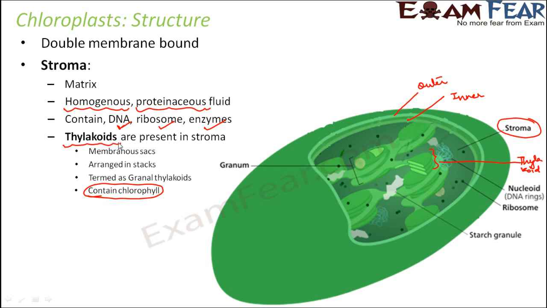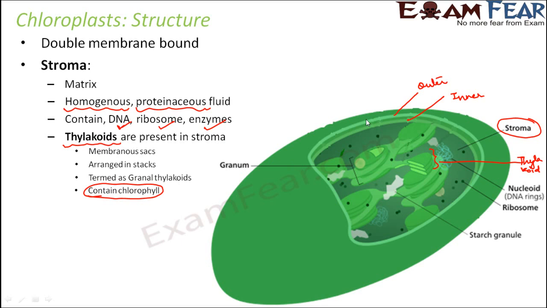So how is the structure inside the chloroplast? The ground substance is all stroma. In that stroma, there are some membrane bound sacs. Each of these coins which you see, they are not coins, but I am just comparing them with coins so that it is easier for you to visualize. So they are coin-like structures. Each coin will have a membrane. So they are membrane bound sacs and they are arranged in stacks like piles of coins. They are also known as granule thylakoids or simply thylakoids. And they are the ones which contain chlorophyll.